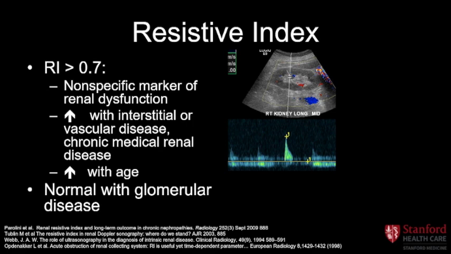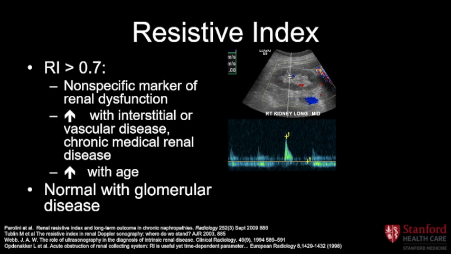It is a marker of renal dysfunction, and it is typically elevated with interstitial or vascular diseases, and we very frequently see high RIs with chronic medical renal disease. But you need to put this into context with the patient, because the resistive index does increase with advancing age. So in somebody who's very elderly, a high resistive index may actually be normal for that patient. So you need to put it into context with the patient.